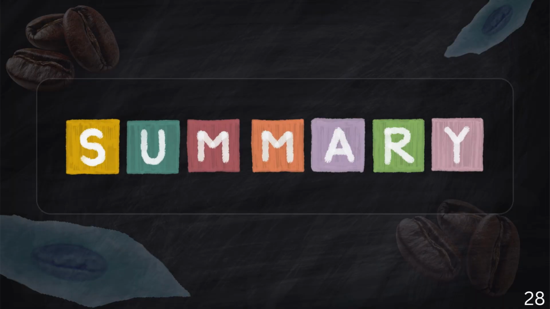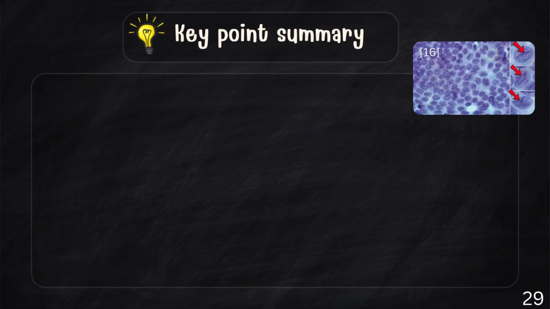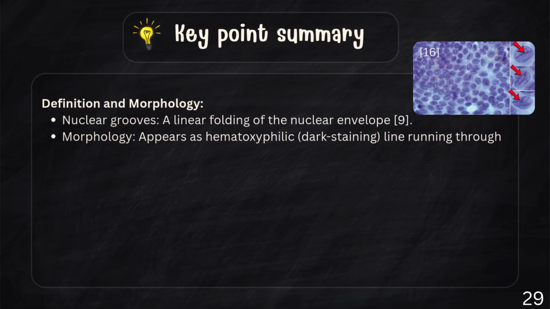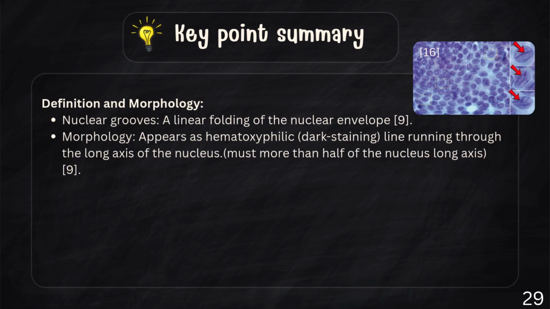Okay, to wrap up, let's summarize the key characteristics of nuclear grooves and why they matter in a clinical setting. So first, what are we looking at? Morphologically, a nuclear groove is simply a linear folding of the nuclear envelope. On the slide, you will identify these as hematoxylinophilic or dark staining lines. Crucially, to count as a formal nuclear groove, this line must run along the long axis of the nucleus for more than half of its total length.